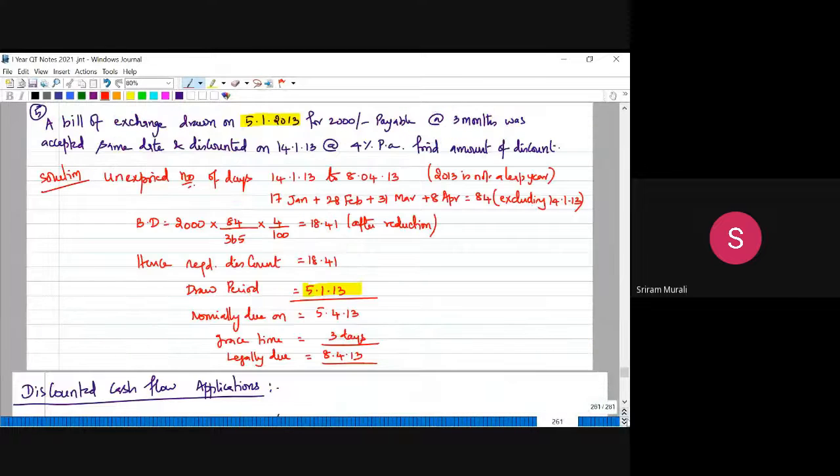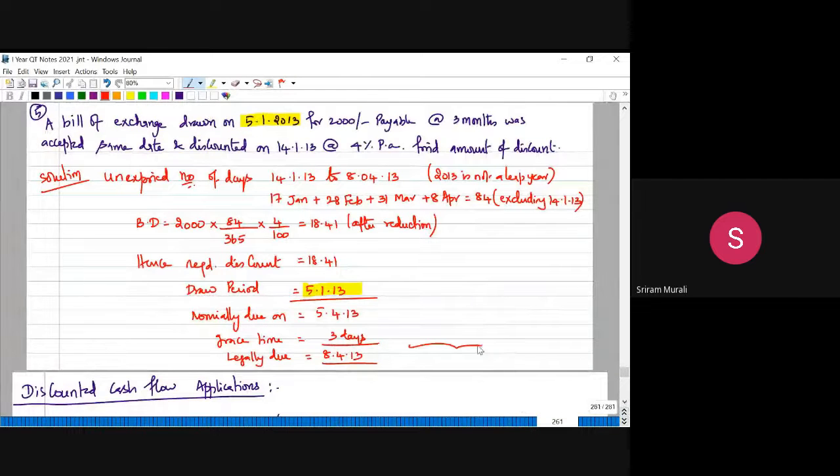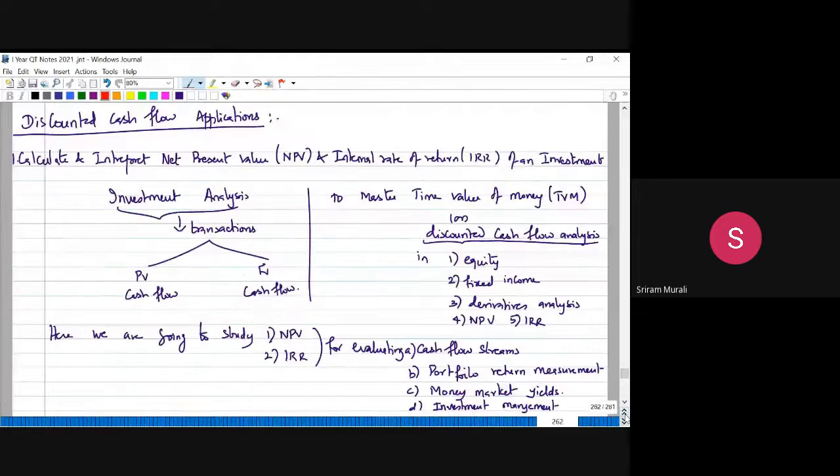Now I go to discounted cash flow. So far I have completed your syllabus, so your syllabus is over. This is your extension of the present value in the discounted cash flow, which will be very useful in financial management. Discounted cash flow is to calculate and interpret the net present value and internal rate of return of an investment.